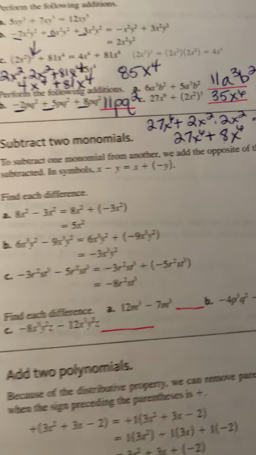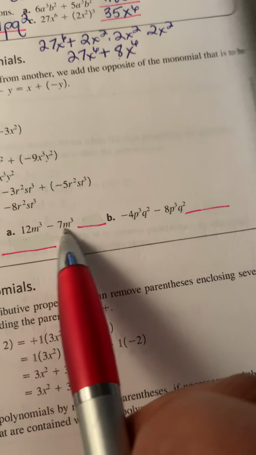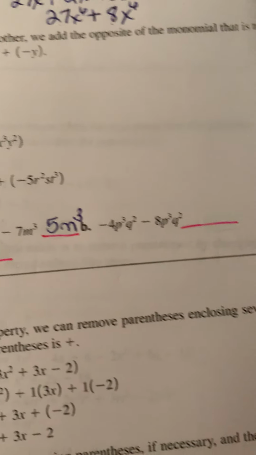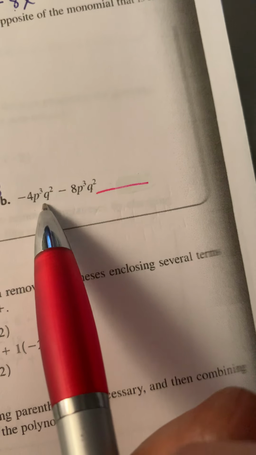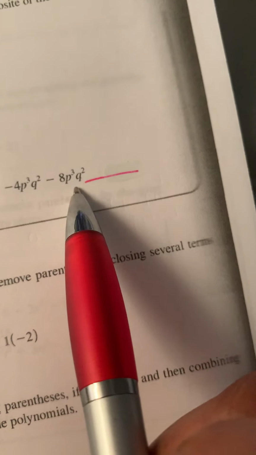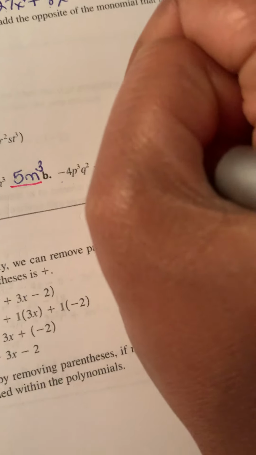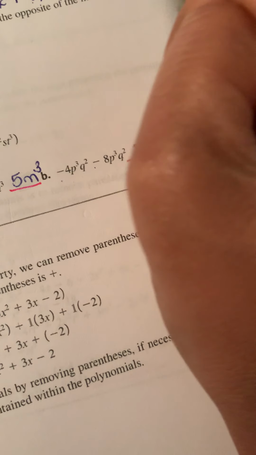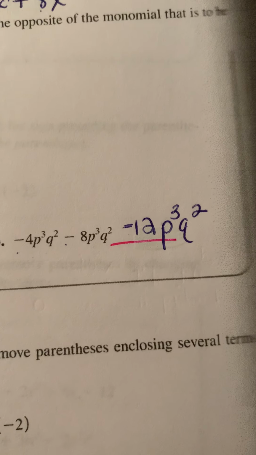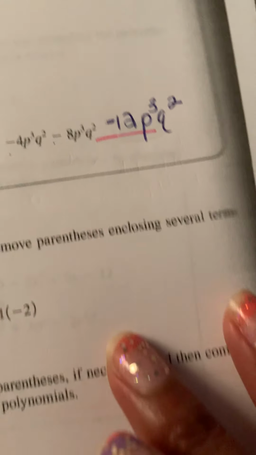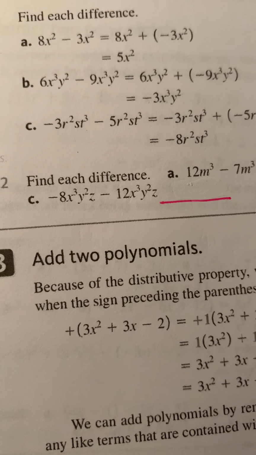Okay, let's try some. All right, like terms, m cubed. 12 minus 7 is 5, so that's 5m cubed. Here, p cubed q squared, p cubed q squared. Okay, same. -4 minus 8 in a calculator is -12. And keep your exponents the same. Don't add them up.